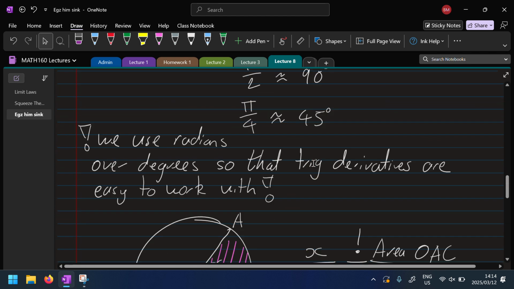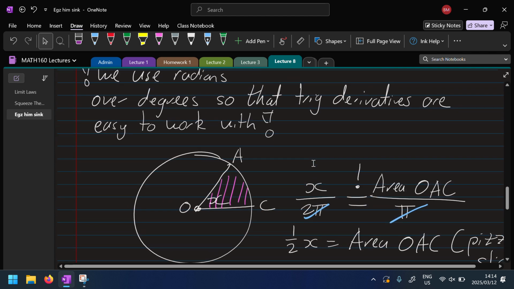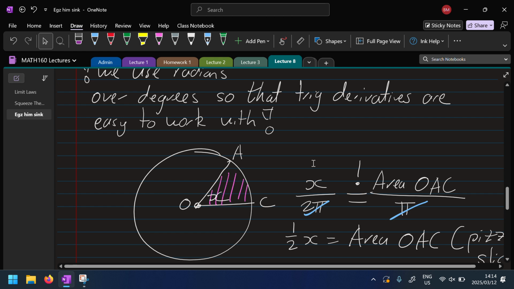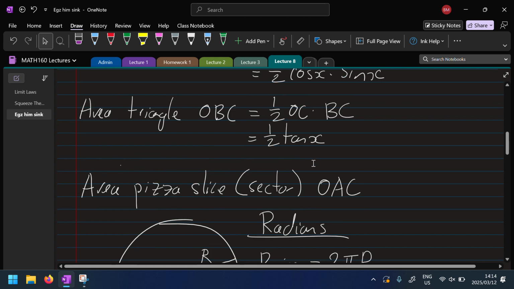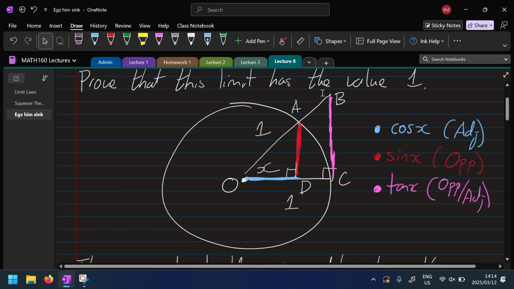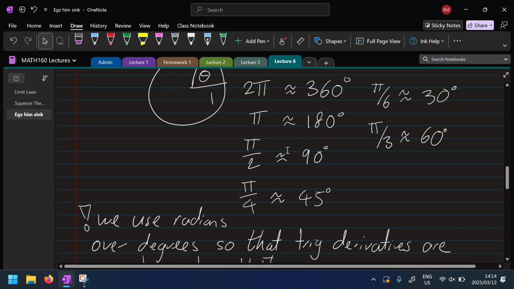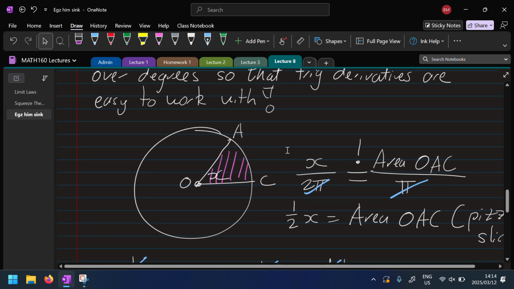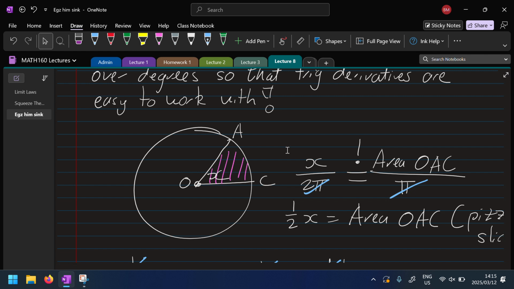Then we needed the pizza slice bit. Okay, so over here. So that shaded pink region there, that is the same as this full region here, the OAC bit. Okay, so how do we get that? Okay, so we got x. Again, like I said, if you use degrees, you end up with the answer being pi over 180. That's not nice. We don't want that. But here we've got angle x. We use radians. Okay, so x, that's this angle.